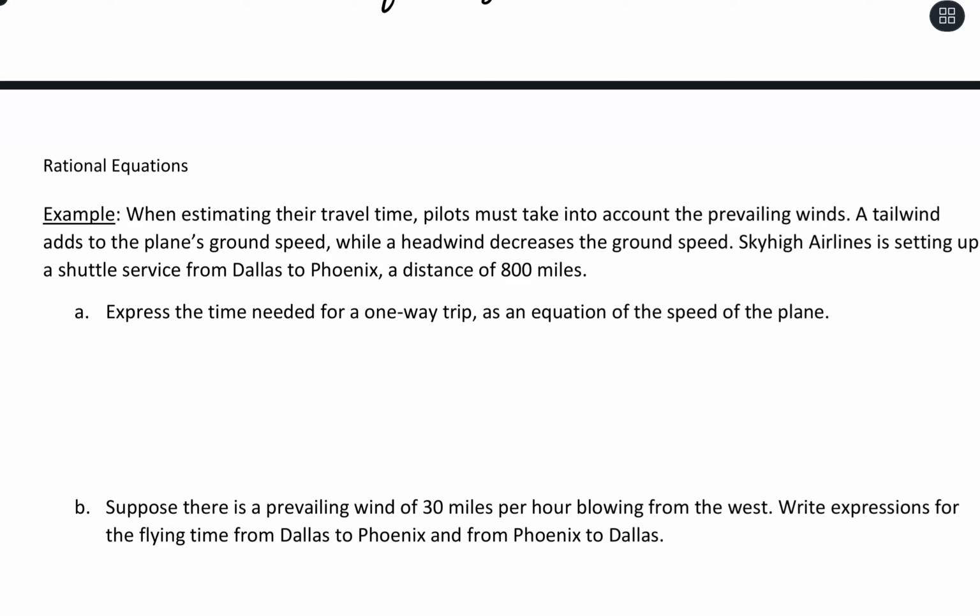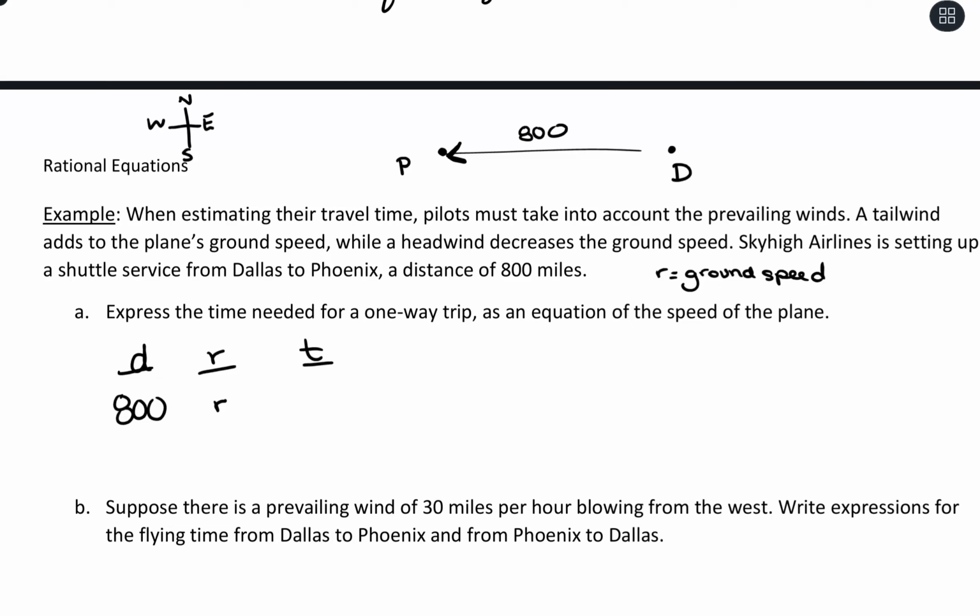Express the time needed for a one-way trip as an equation of the speed of the plane. We're going Dallas to Phoenix, so we're heading west. For the distance, rate, and time, we have 800 miles. We're going to have whatever the ground speed is, so let's call that R. R equals ground speed. And we don't know how long it takes. That's what we're looking for here. So we're going to have T for the amount of time for the trip. Like we did in the last example, D equals R times T. But if we want to solve for T, we would take D divided by R. So T is equal to 800 divided by R.